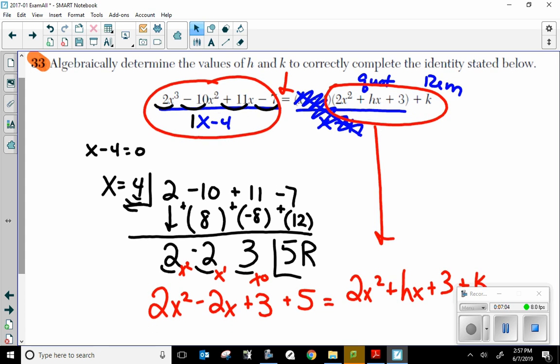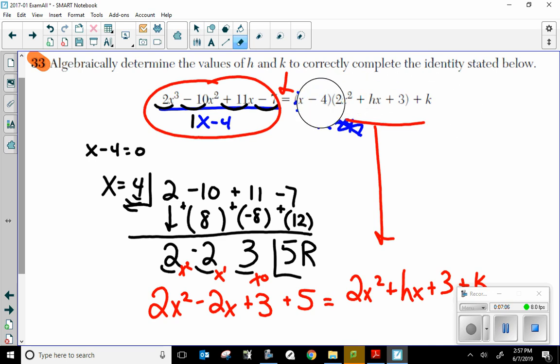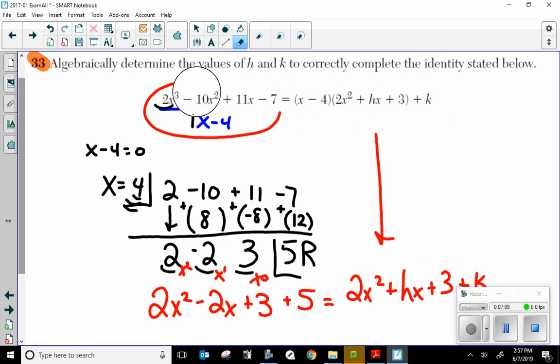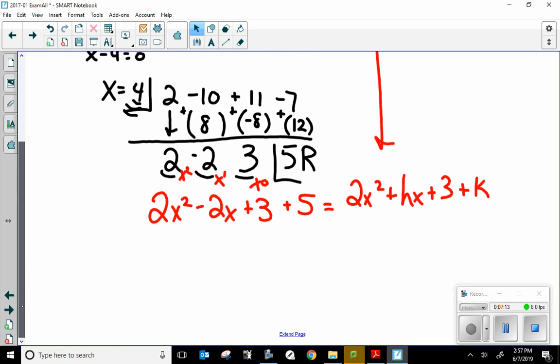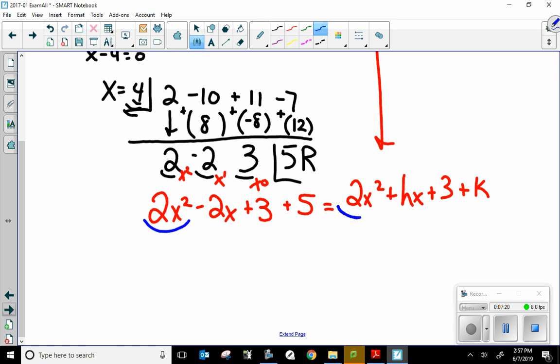What they gave us here to start with, they said it's an identity. It holds true. So all I'm going to do is just manipulate both sides, which is what I did. And this is what I have right here. They should be the same because it's an identity. They're equal. 2x squared, 2x squared. Okay? Here we go. I have to solve for h. Whatever this is right here, it should be exactly the same as this. So guess what? My h has to be negative 2.